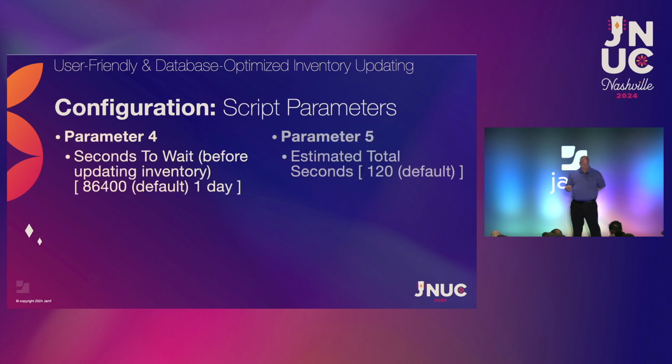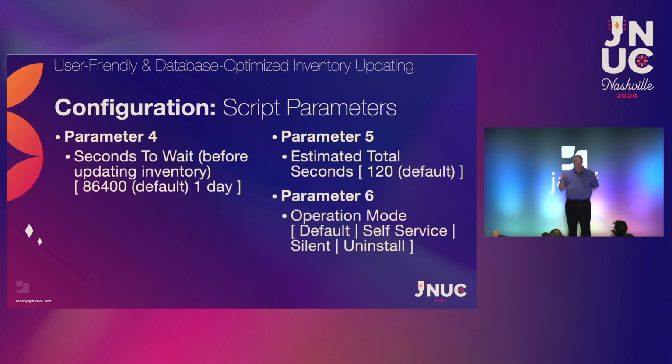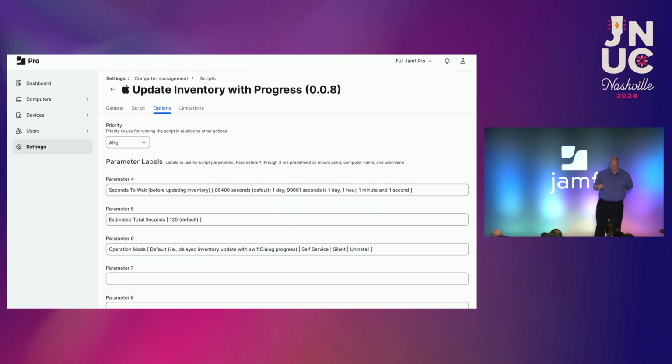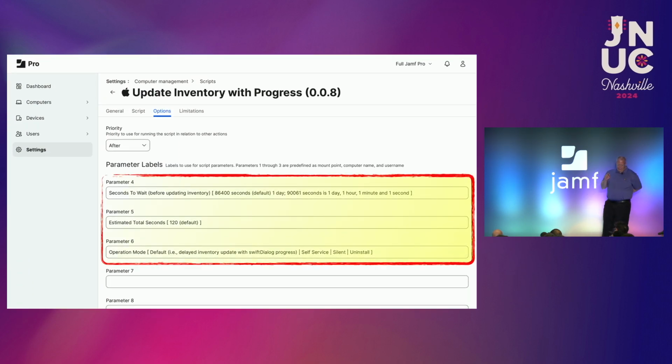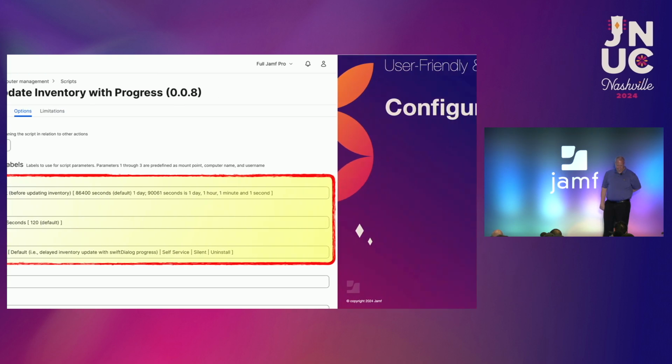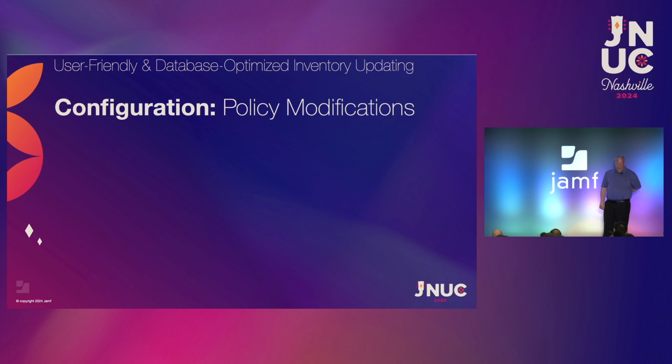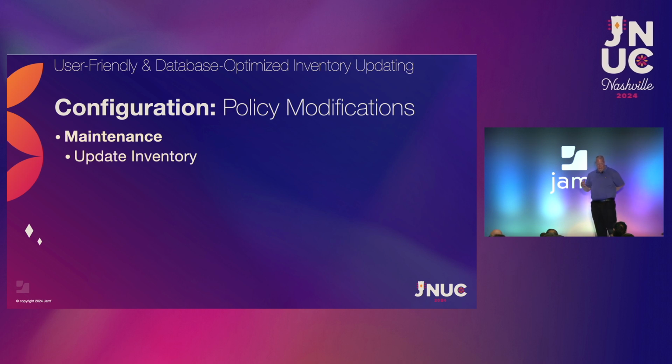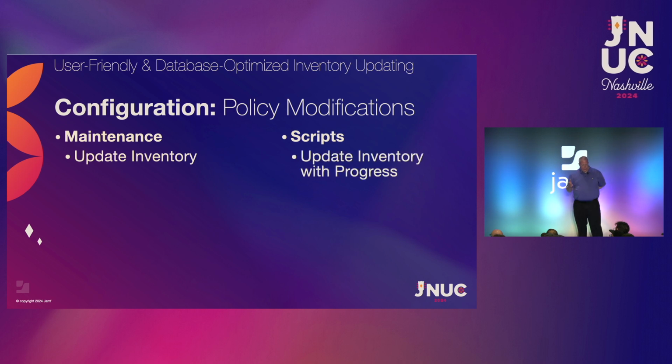When adding the script to your Jamf Pro server, the blog post includes descriptions for each parameter, which you can copy pasta. So here's what these look like in Jamf Pro. Here, we're looking at settings, computer management, scripts, options. Finally, we're ready to modify our inventory update policy. We'll be replacing the default maintenance payload, update inventory option, with the scripts payload using our customized update inventory with progress script. And here's what this looks like in Jamf Pro.